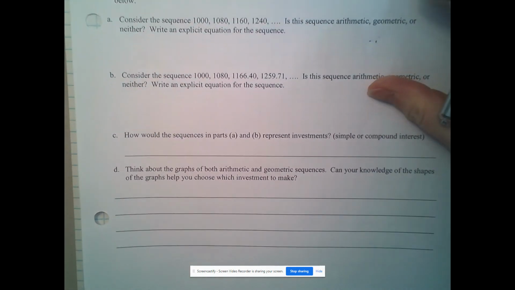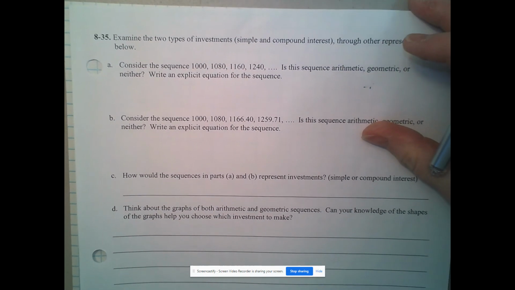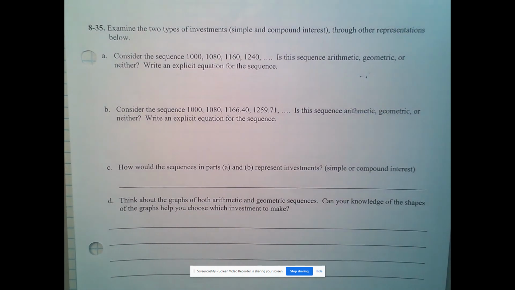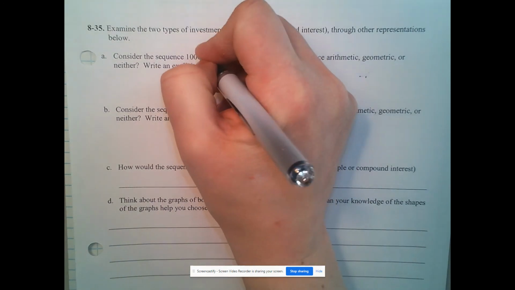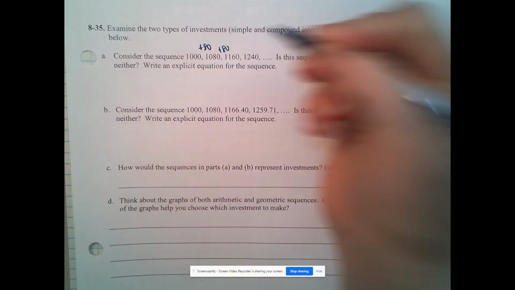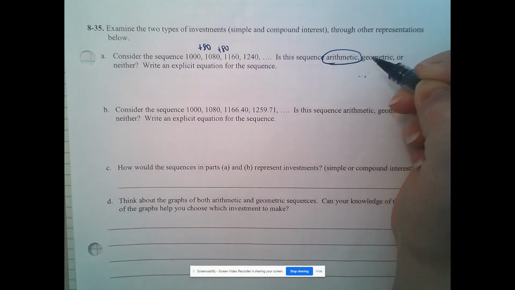All right. So the last one that we have here, the last page, question 835, let me slide that down so you can see it, says, examine the two types of investments, simple and compound interest, through other representations. So consider the sequence 1,000, 1,080, 1,160, 1,240. Is the sequence arithmetic, geometric, or neither? We would say because it is simple interest, because it is repeated addition, plus 80, it is arithmetic.